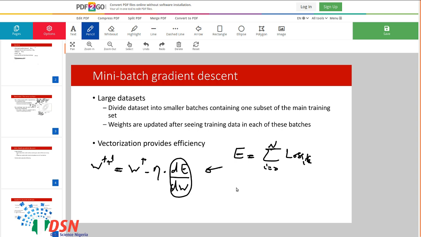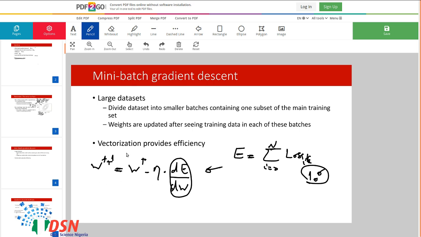Let's say we have 1 million images, then for each iteration you should run the backpropagation algorithm 1 million times to calculate this term. So it is really expensive computationally.